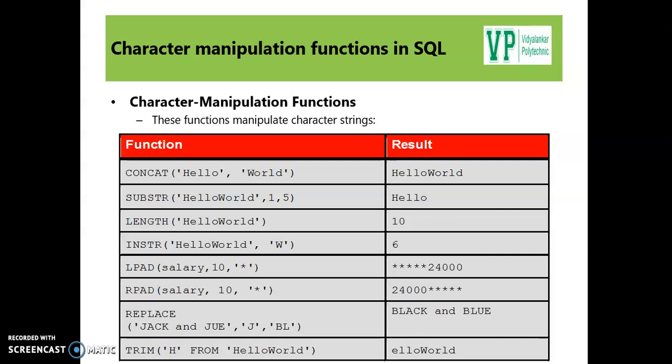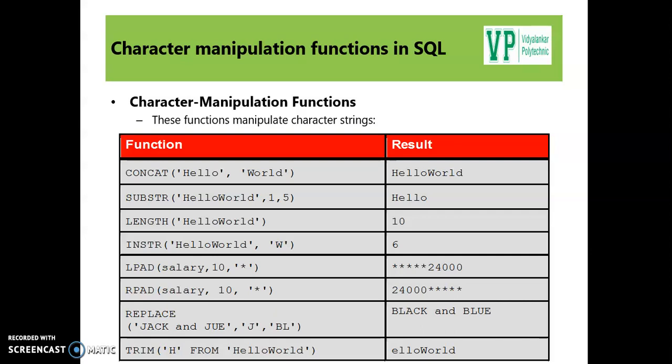Now the next one is the replace function. You can see the input is in single quotation marks, Jack and Jue, and the second input is J, capital J, and the third input is BL, the pattern BL.